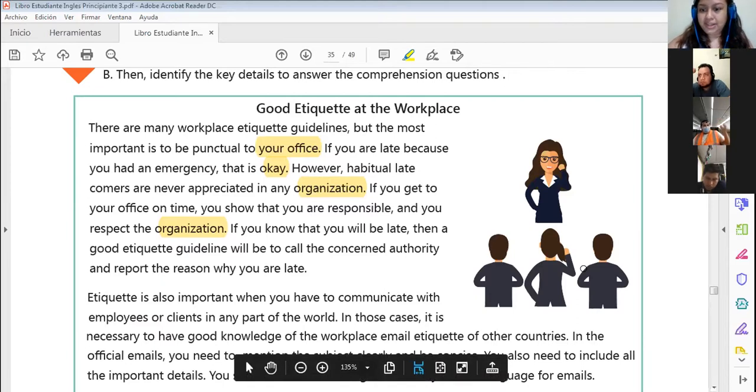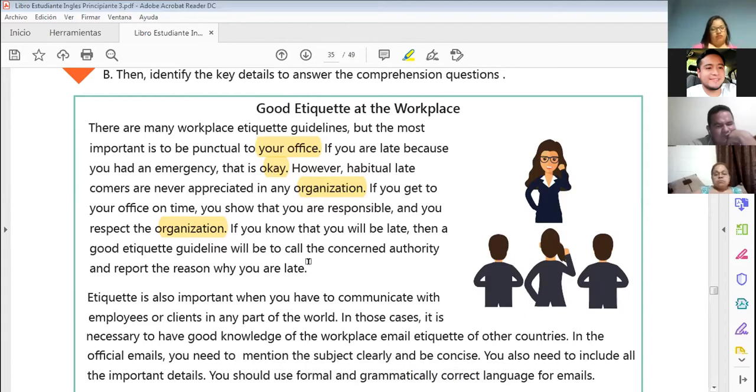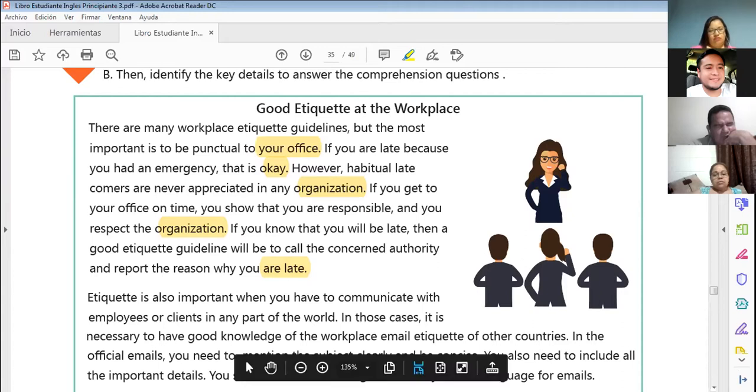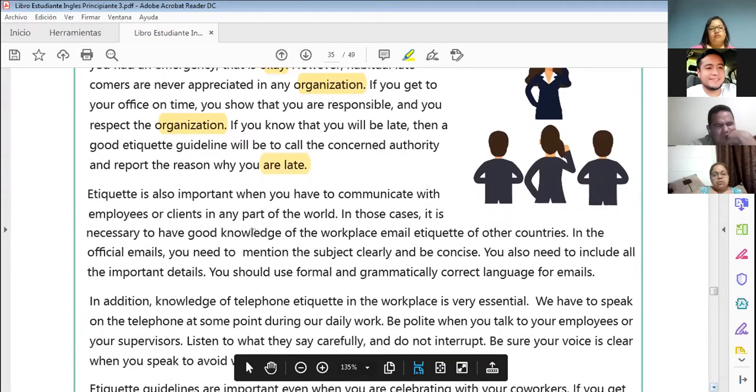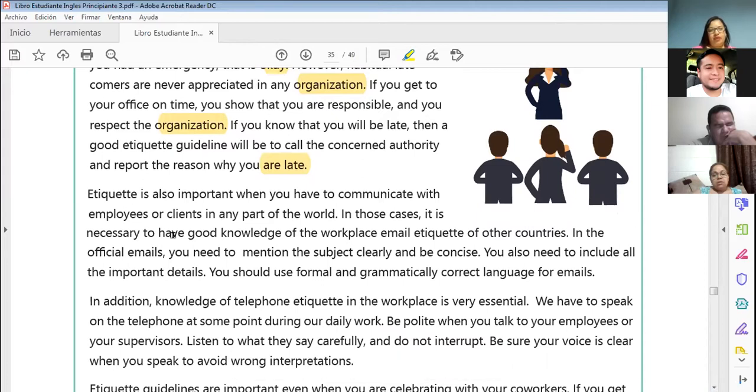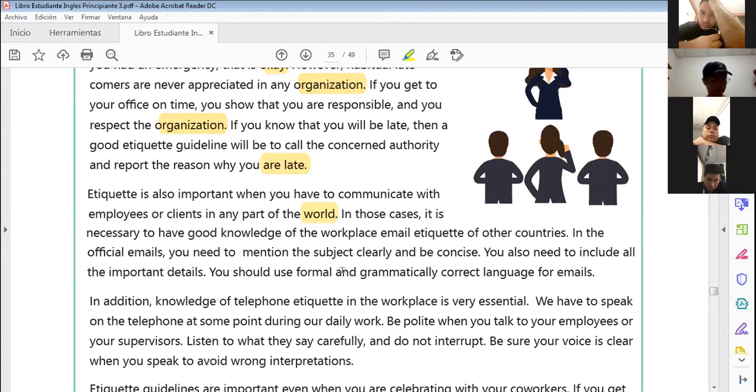Let's continue with Guadalupe. Guadalupe, help me read until this part. If you know that you will be late, then a good etiquette guideline will be to contact the authority and support the reason why you are late. Very good. Okay, then we're going to have Beatrice help me read the next part. It says etiquette is also important when you have to communicate with the employees or clients in any part of the world. Okay, thank you. So this was the last part. So let's see. We're going to continue with Carlos Pocasangre.